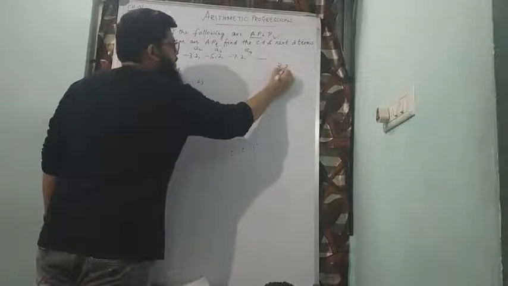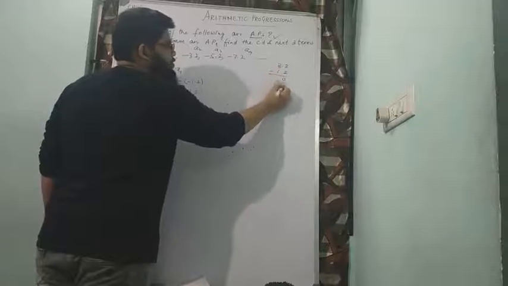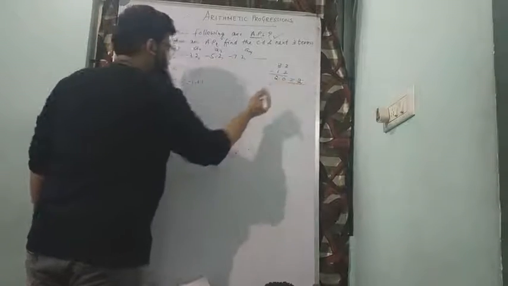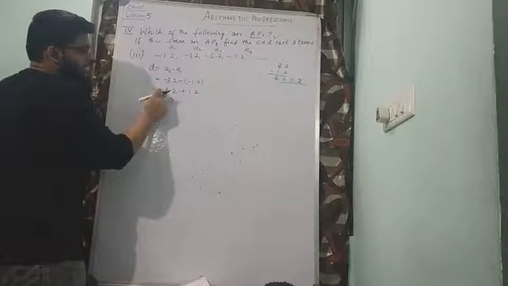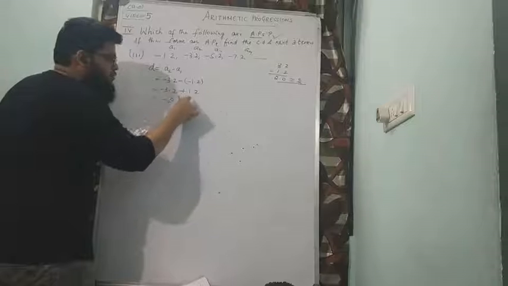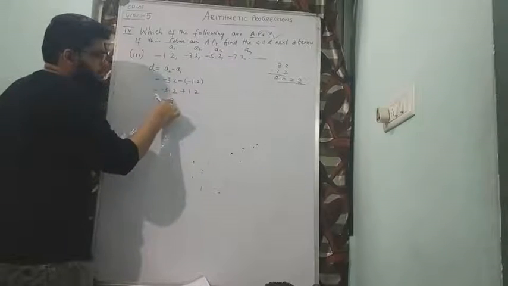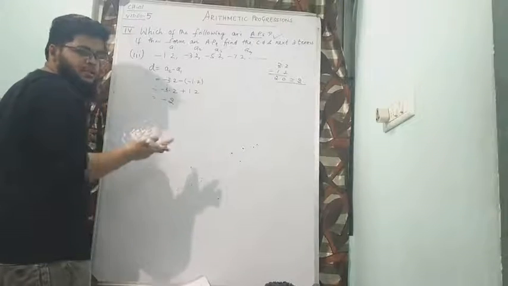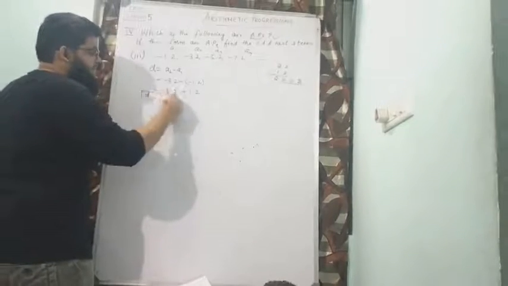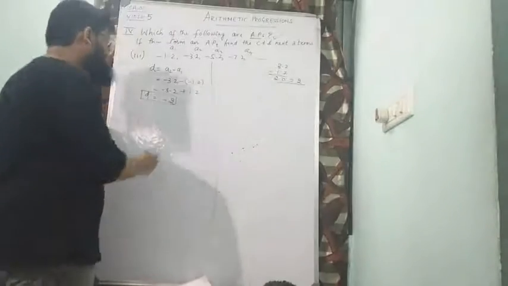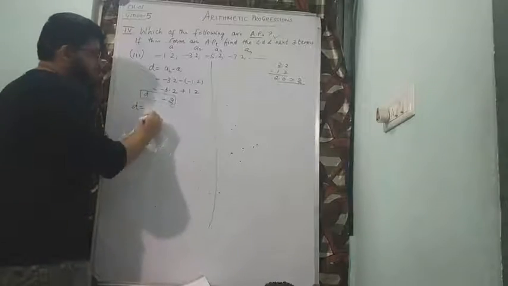3.2 minus 1.2: 2 minus 2 is 0, 3 minus 1 is 2. 2.0 means only 2. But 3 is the greater number, so minus sign. Can do like this only. 2 minus 2, 0. 3 minus 1, 2. So we will get 2.0, but that 0.0 is not necessary. My first difference is D, but I can't look at just one difference and tell whether it is AP or not. I'll go with one more difference.